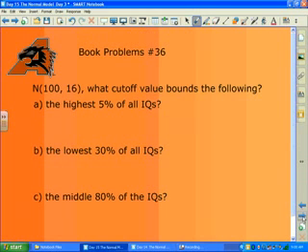Okay, good. All right, now let's take a look at the book problem number 36. Okay, so turn over to book problem number 36. All right. If you have read the book, then you know what this right here means. If you have not read the book, then you don't know what it means. And let me tell you something. You have to read the book.